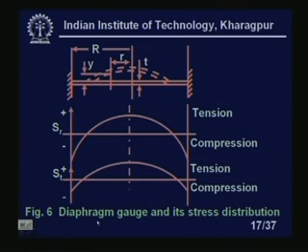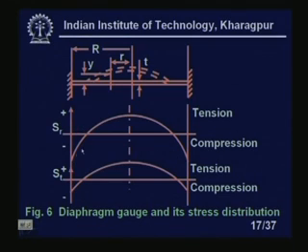Now, this is the strain distribution of the diaphragm gauge, and its stress distribution looks like this. In both cases, we have both tensile and compressive stress. Here you see the SR, the radial stress, is given like this. If you look very carefully, radial stress is maximum at the circumference, which is compressive, whereas this tangential stress is maximum at the center point. Why I am telling that is very much important. Again, radial stress is maximum at the circumference.